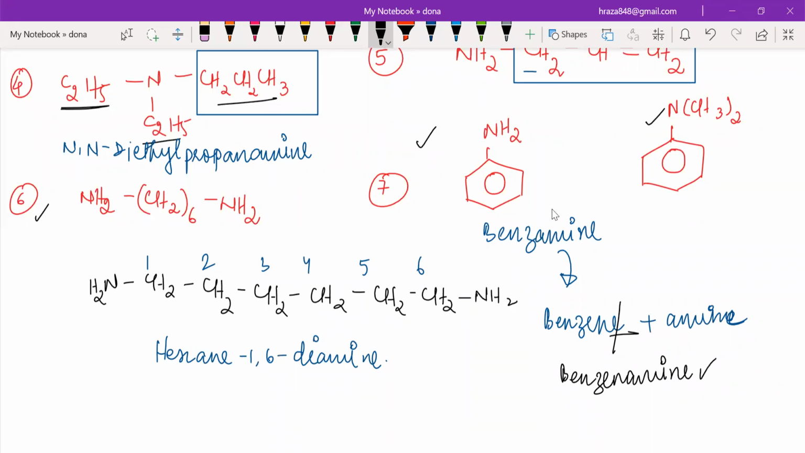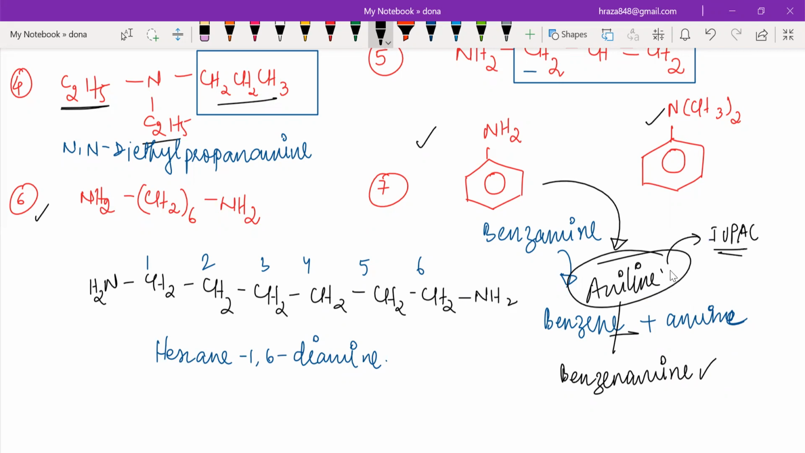Now, its common name is aniline, which is very, very famous. That's why nowadays this is treated as IUPAC. So either you can write aniline or benzenamine. Either way, we'll get marks in both.